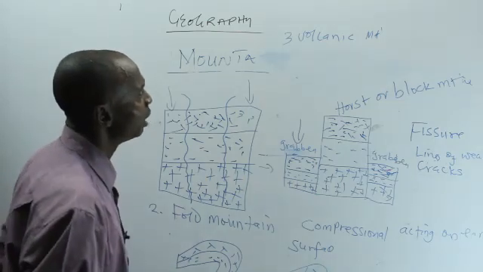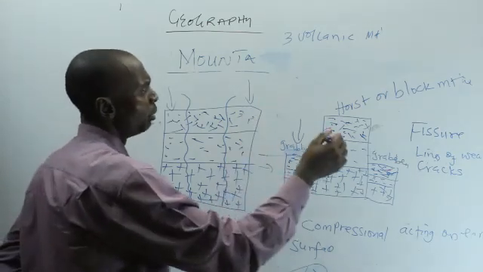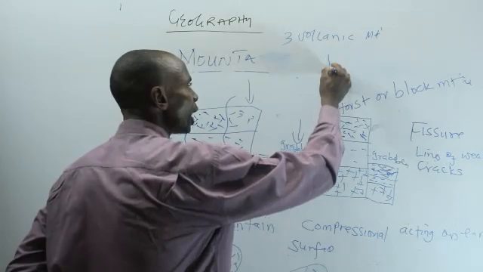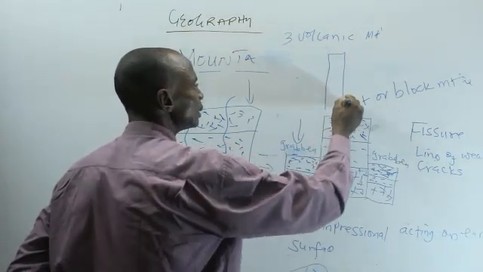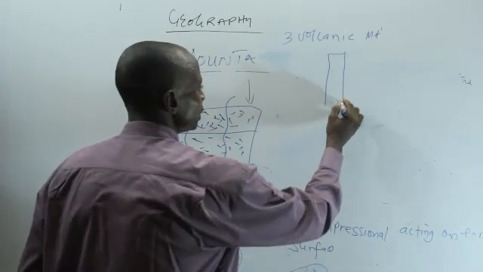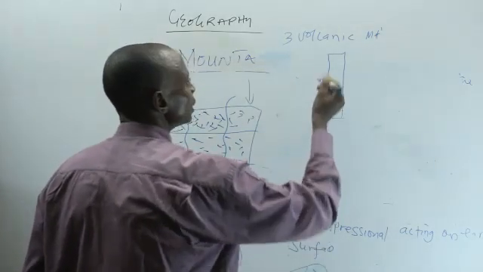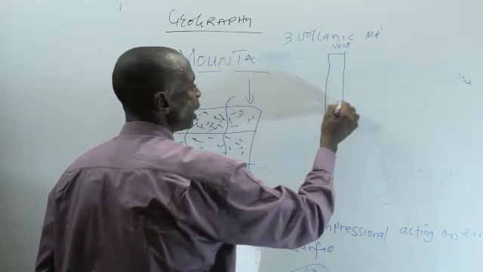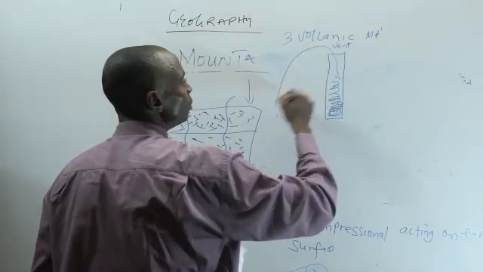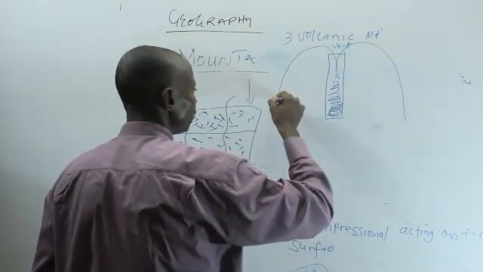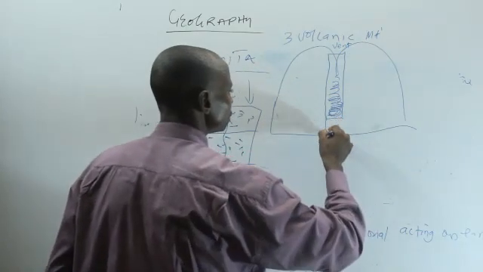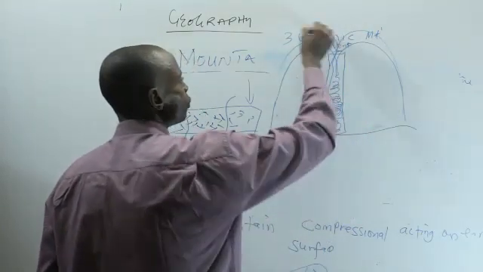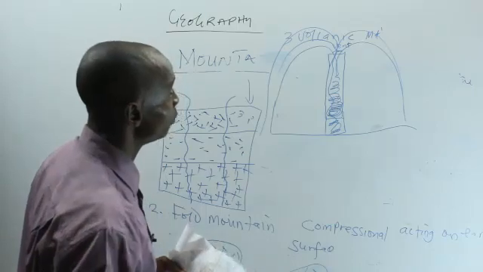Then let's look at volcanic mounting. Volcanic mounting can be like this. Now, this place, we call it vent. Now, this material will now force out and begin to solidify, to form what? This material will come out to form what we call volcanic mountain.